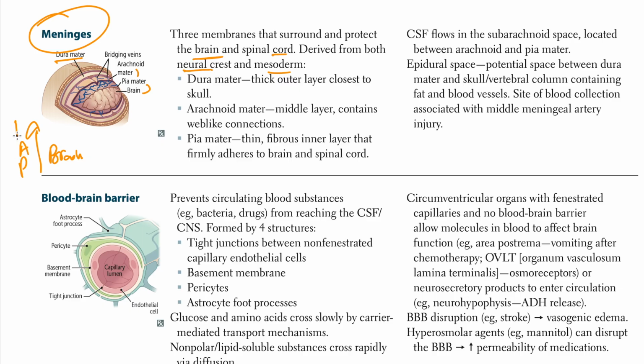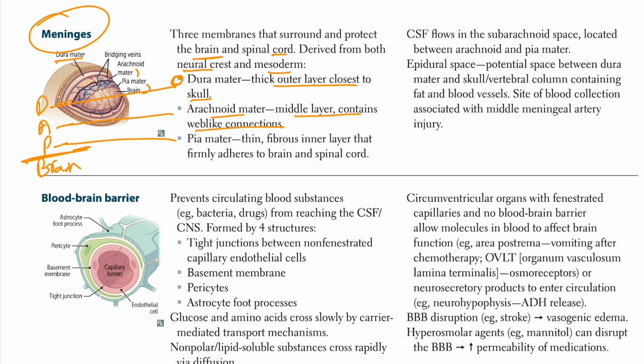So let's actually write brain on the bottom first. So brain, and then you have the PAD, right? That's the pia, the arachnoid, and the dura mater. So let's look at what is dura mater. Dura mater is a thick outer layer closest to the skull. What is arachnoid? Arachnoid mater is the middle layer, contains the web-like connections. And what is pia mater? Pia mater is a thin, fibrous inner layer that firmly adheres to the brain and spinal cord.